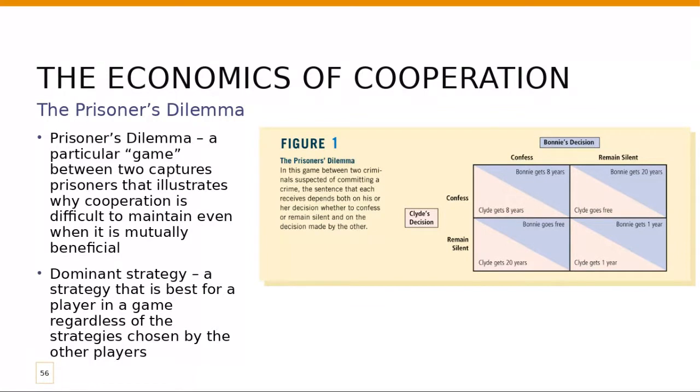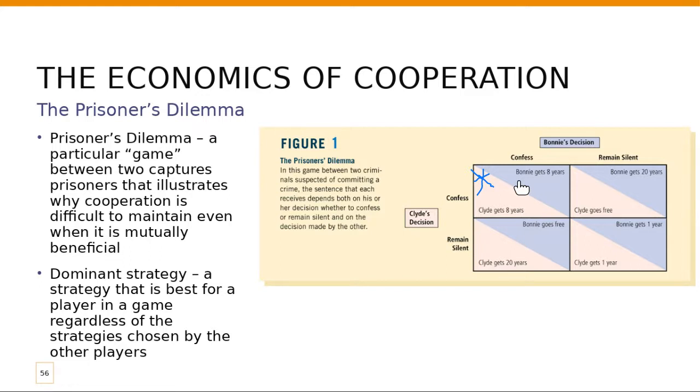What this means is that confessing is a dominant strategy for both of them. The outcome where both confess is what we call a Nash equilibrium. The reason this is a Nash equilibrium is that both Bonnie and Clyde are responding in the best way possible, given that they know the other person's best strategy is also to confess.